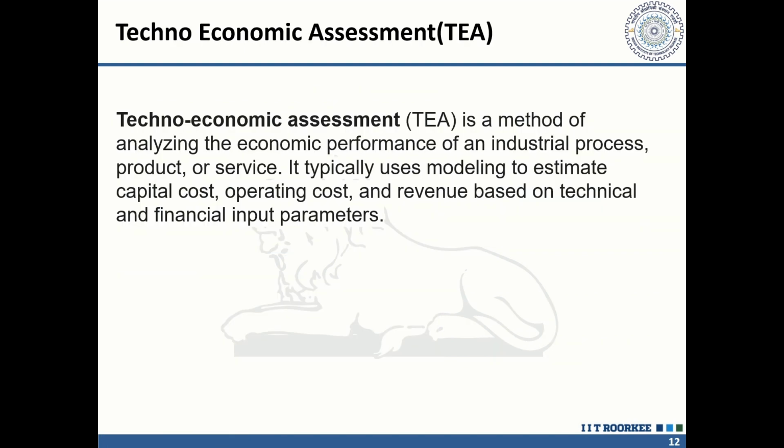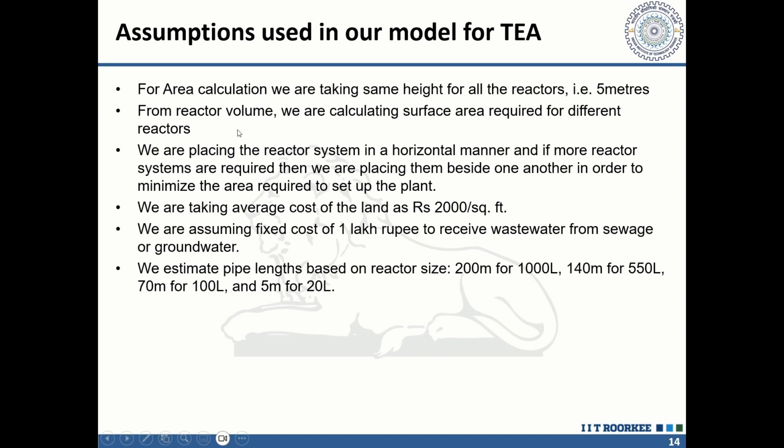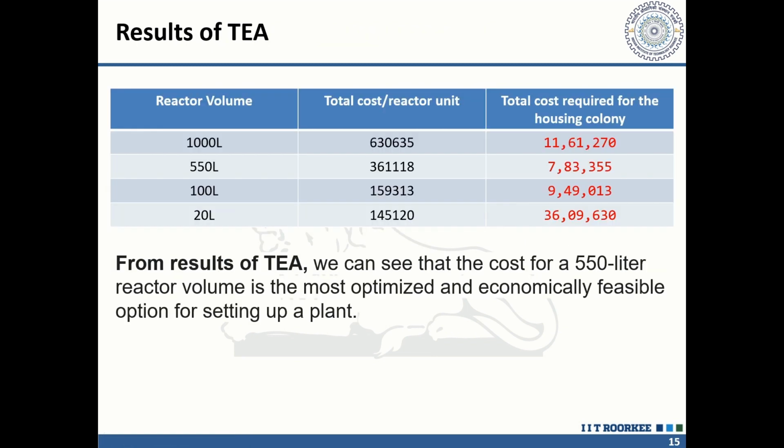Let us see what techno-economic assessment is. Techno-economic assessment is a method of analyzing the economic performance of an industrial process, product or service. The assumption used for our model is that the cost of the electrocoagulation reactor equals the cost of the aluminum sheet plus the cost of the borosilicate glass container plus the cost of electricity. For these numerical costs we took the average from many e-commerce websites. For area calculation, we have taken the same height of 5 meters and calculated the surface area from it. The main point is that we are assuming a fixed cost of 1 lakh rupees to receive wastewater from sewage or groundwater. From the TEA result, we can see that the cost of the 550 liter volume is the most optimized and economically feasible option for setting up the plant.